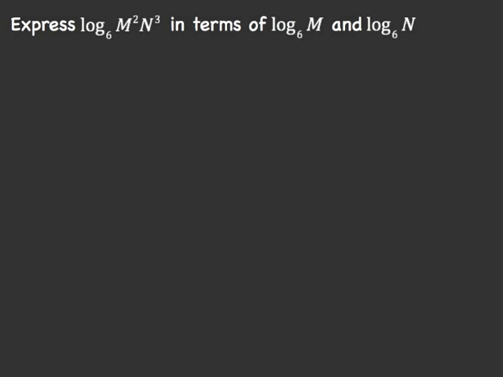Now, we're going to use these to rewrite things in different ways. So here we're going to express the log base 6 of m squared n cubed in terms of log base 6 of m and log base 6 of n. What I'm going to do first is, since I'm multiplying these two together, use that first law and separate it into two parts. So instead of the log base 6 of m squared n to the third, I'm going to rewrite it as the log base 6 of m squared plus the log base 6 of n to the third.